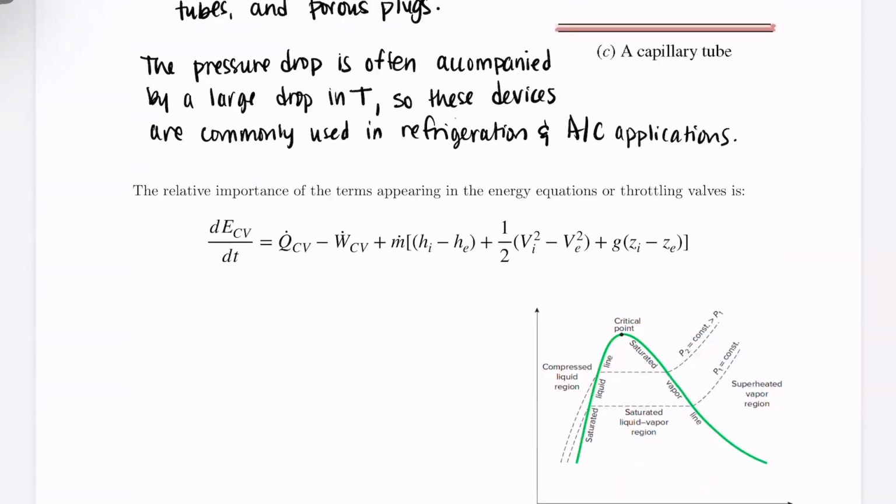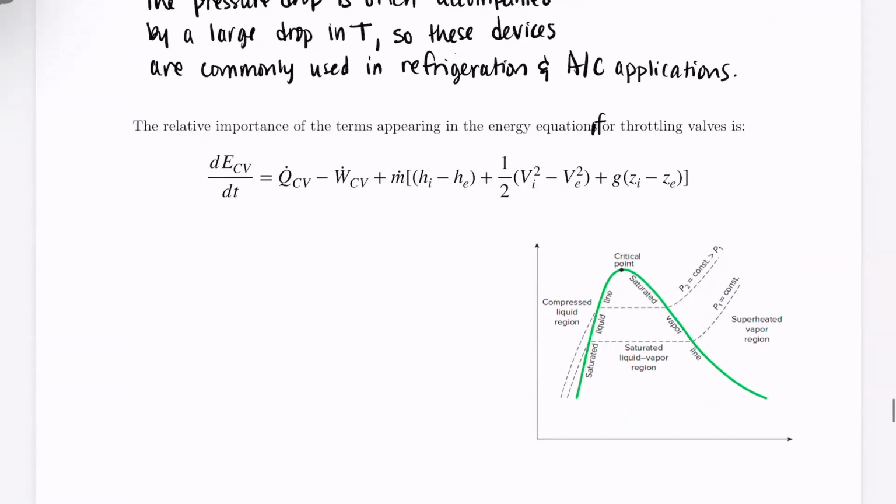As we've done with all the other devices, let's talk about the relative importance of the terms that we have in our energy equation. So this should be for throttling valves, and so it is the following. So we are still assuming that this is a steady flow device. So that means that this term goes to 0. So when we have steady flow, we have no time derivatives. We're also going to assume that Q dot is approximately 0 because the heat transfer area is small.